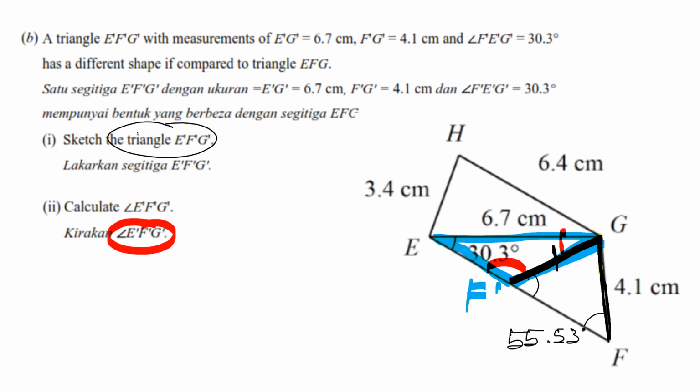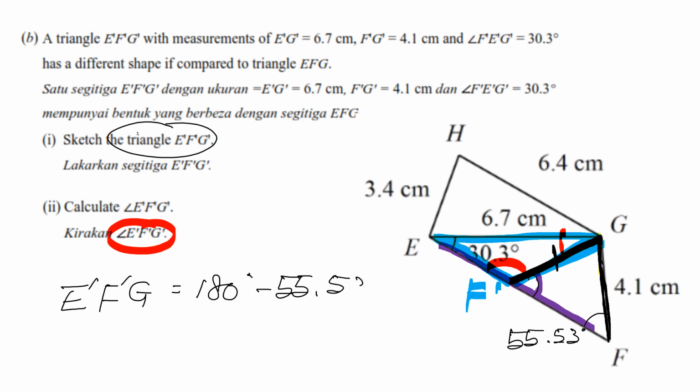What is this angle? So how do you obtain this angle? You're going to use the idea of, yes, very good, supplementary angle. This is the straight line. Okay, EF is a straight line. So in order for you to get the angle of E prime, F prime, G prime, it is equal to 180, the angle of a straight line, take away 55.53 degrees. That's how you get your angle as 124.47 degrees.